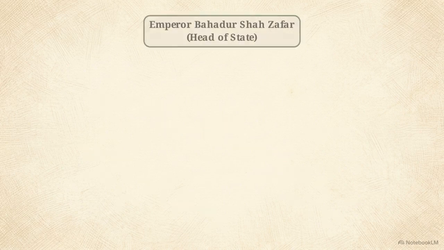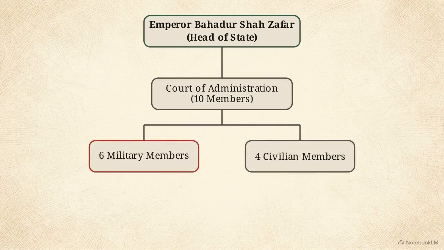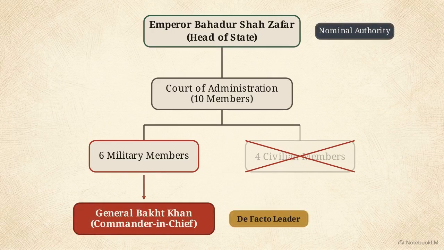This organizational chart shows the structural solution implemented. Beneath Emperor Bahadur Shah Zafar, they established the Court of Administration to make strategic decisions. The court was composed of 10 members, 6 from the military and 4 civilians. However, the actual flow of power bypassed the civilian members entirely. Real authority flowed straight from the military representatives down to General Bakht Khan, establishing him as the de facto leader.